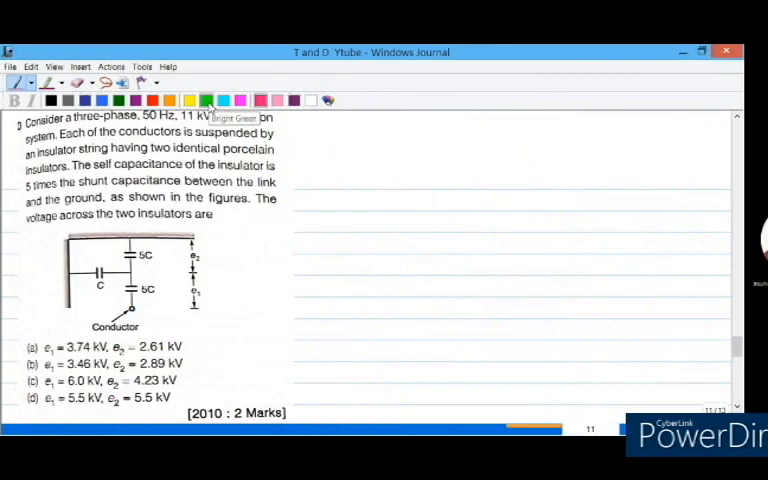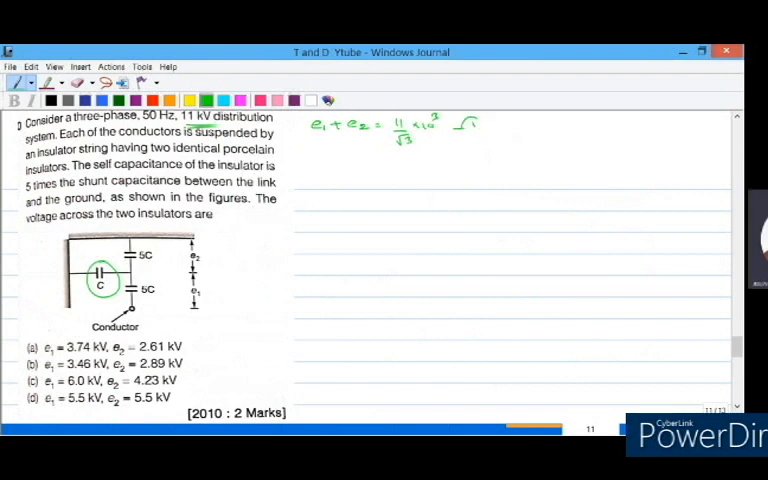Next problem. It is from insulator problem. So we have 2 insulators. The voltage is 11 kV. Again, they have given in RMS line to line voltage. We have 2 insulators, and here it is the shunt capacitance. So we can frame 2 equations. So first one is E1 plus E2, which is the overall voltage, which is 11 by root 3. So we need to convert the line into phase. 11 by root 3 into kilovolt.